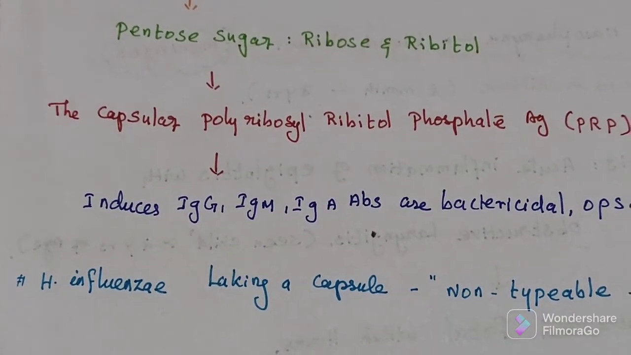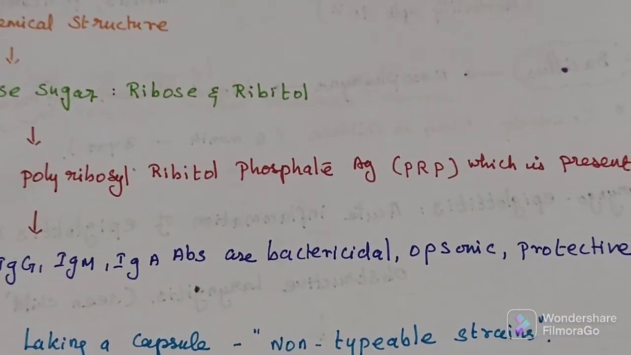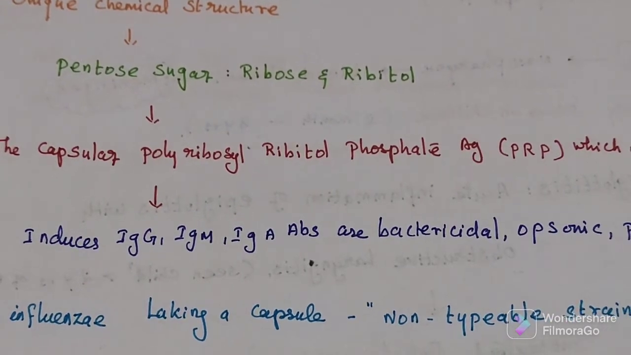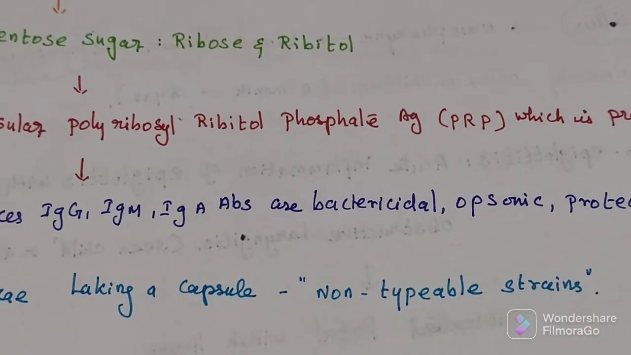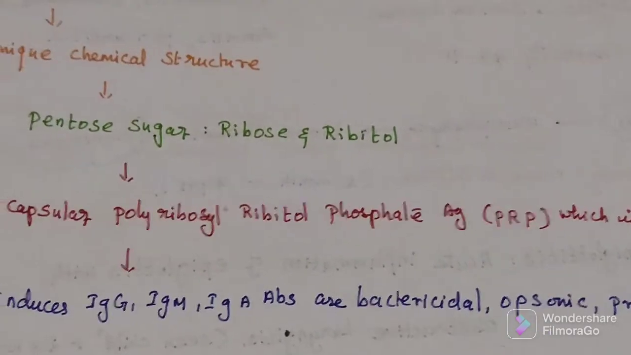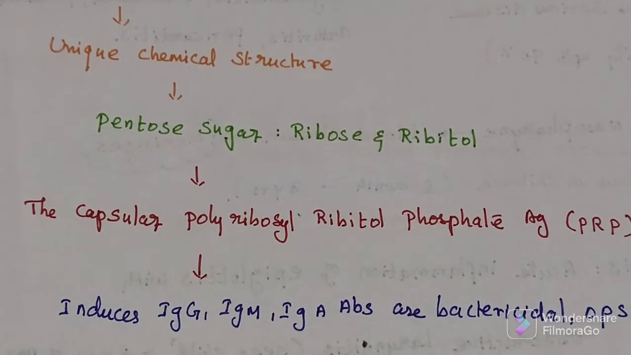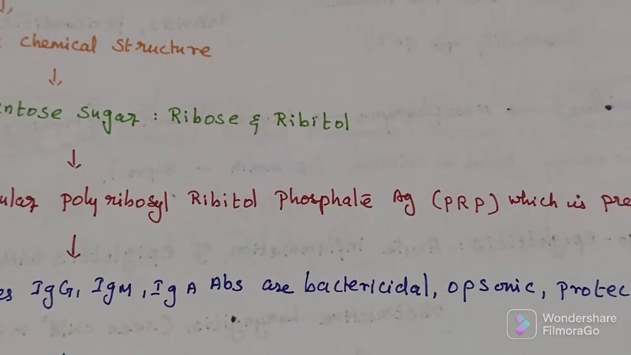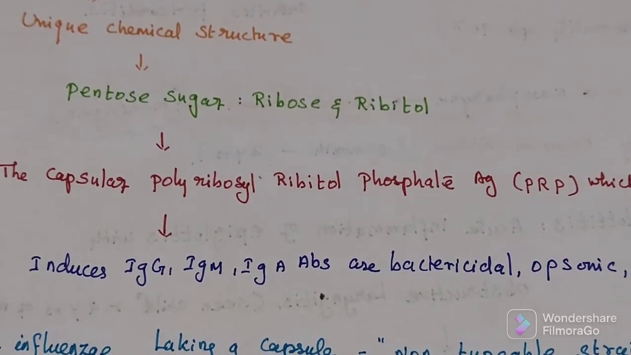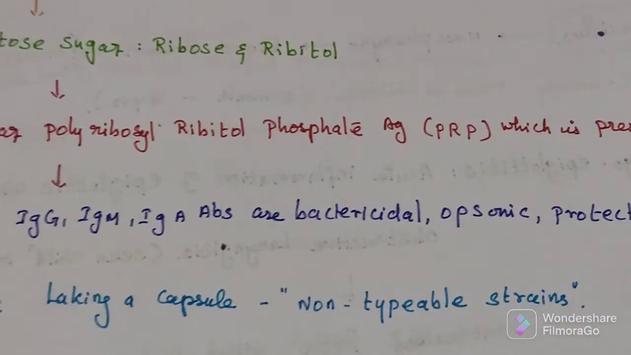The capsular polyribosyl ribitol phosphate antigen, which is present in Haemophilus influenzae type B, induces IgG, IgM and IgA antibodies, which are bactericidal, opsonic and protective.